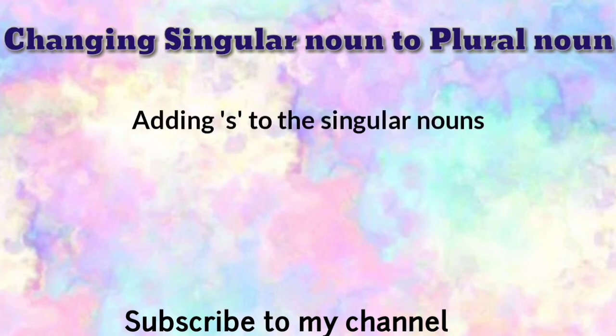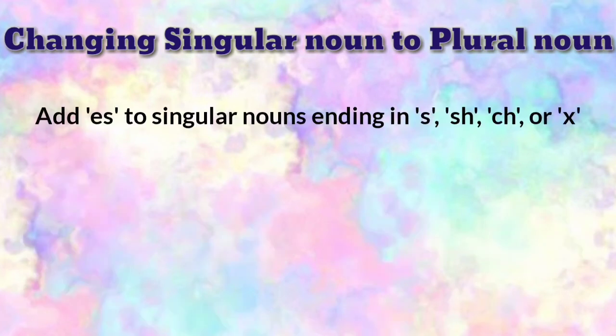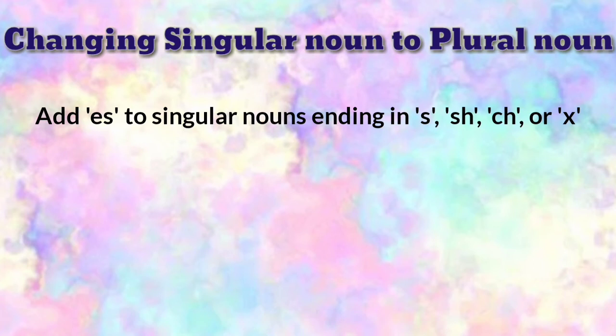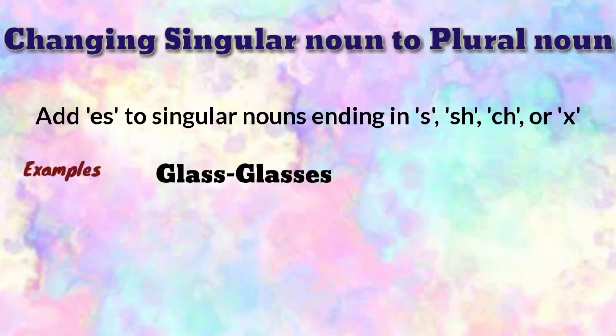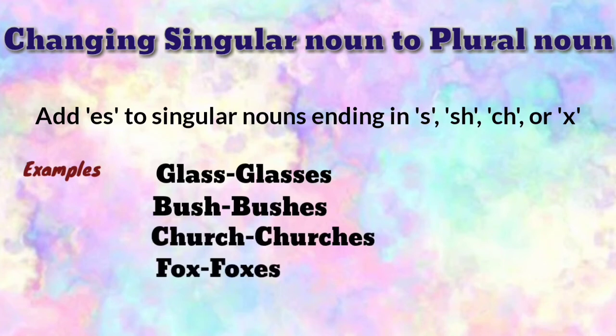Add s to the singular noun. For example, table, tables, cow, cows. Add es to singular nouns ending in s, sh, ch or x. For example, glass, glasses, bush, bushes, church, churches, fox, foxes.